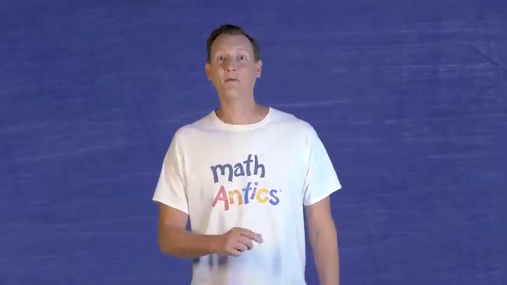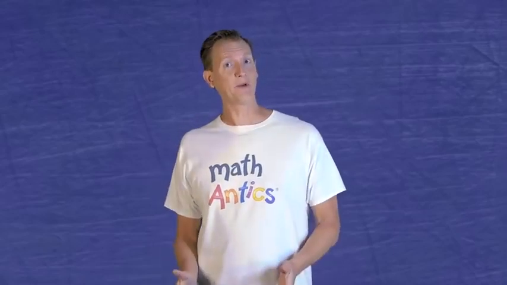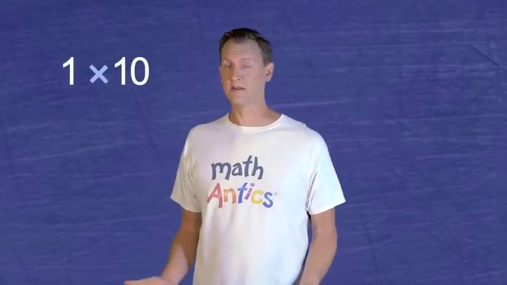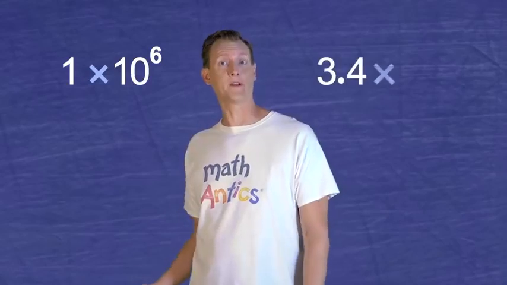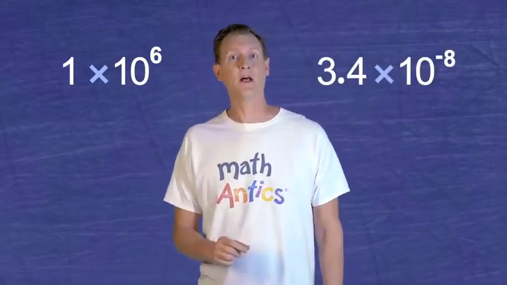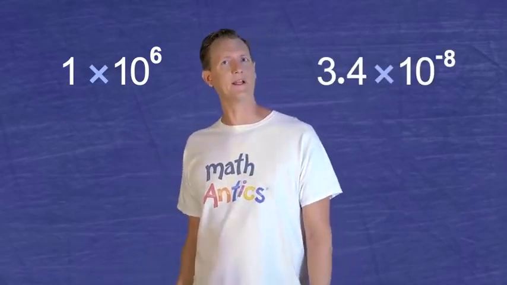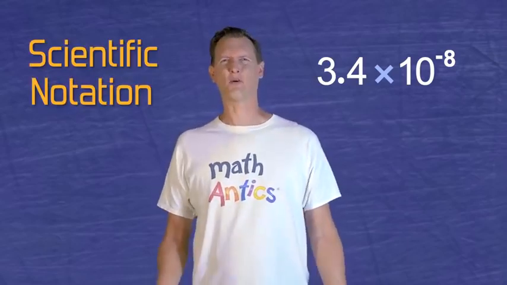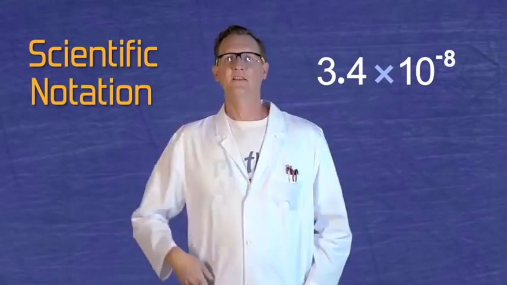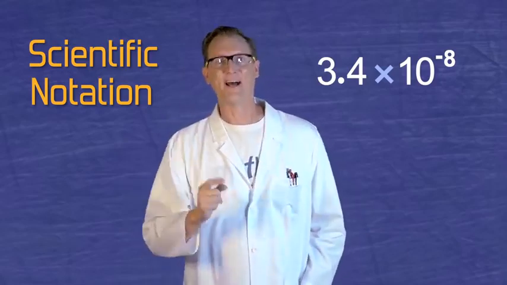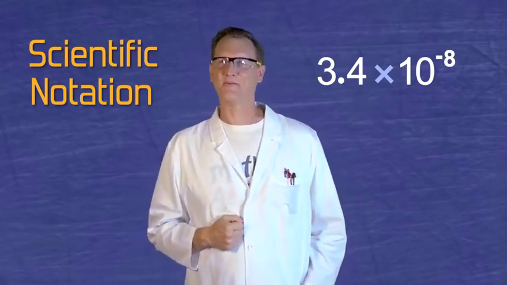Hi, I'm Rob. Welcome to Mathantics. Have you ever heard people use numbers like that? 1 times 10 to the 6th, or maybe 3.4 times 10 to the negative 8th? Well, those are examples of a way of writing numbers called scientific notation. Huh. That didn't sound quite right. Let me try that again. Scientific notation. Yes, that's better.